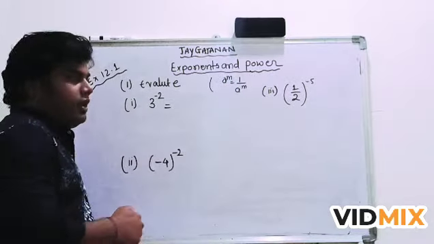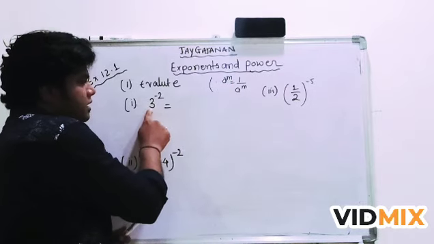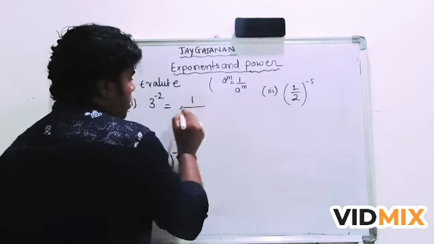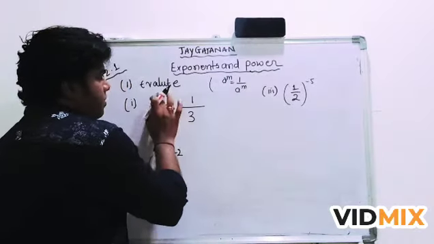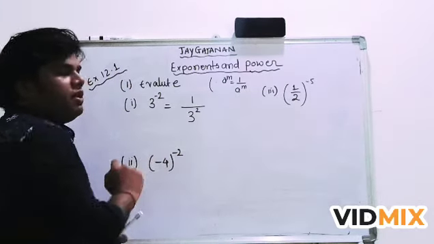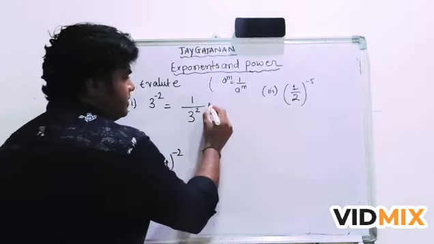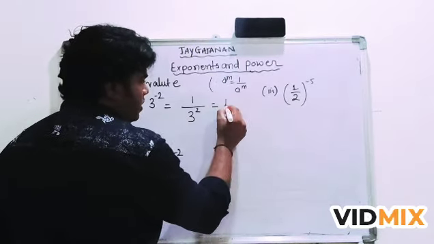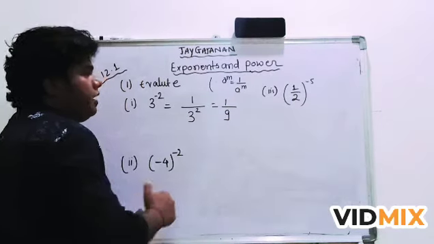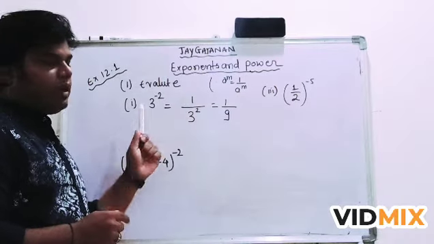It will become like this, right? If we have a to the power minus m, we consider this as a to the power minus m. Correct? So this will become 1 upon a to the power m. Done? The negative power will become positive. Now we have done this. You will get 1 upon 3 square. What is 3 square? 3 square is 9. So your answer will be 1 upon 9 for 3 to the power minus 2.